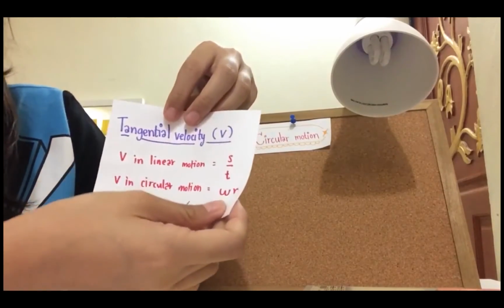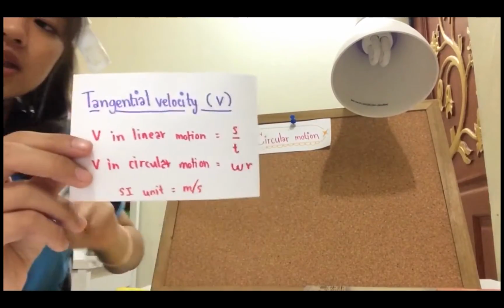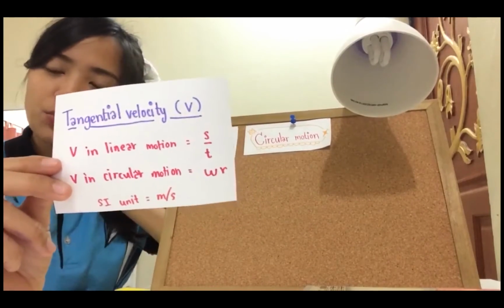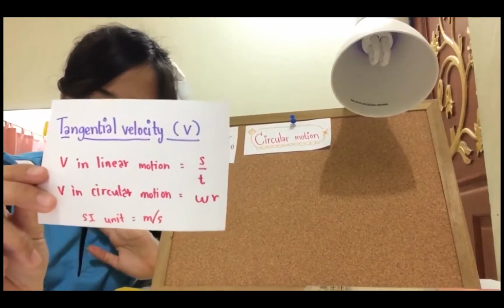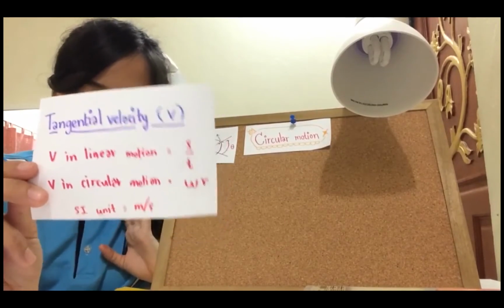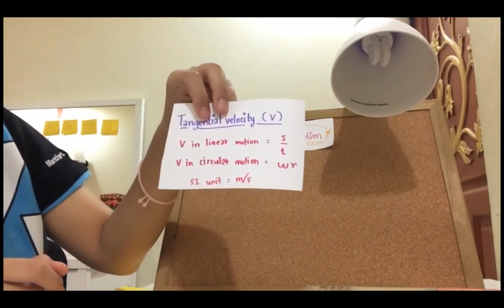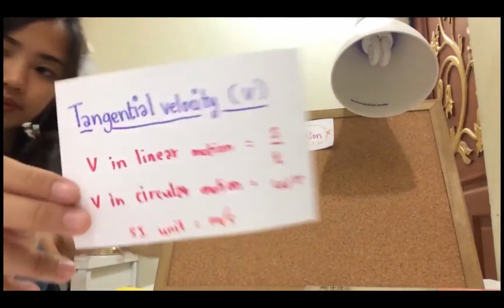Tangential velocity for circular motion is equal to omega r. Tangential velocity is when a body is moving in a circular path, there is a tangential velocity. The SI unit is meter per second.